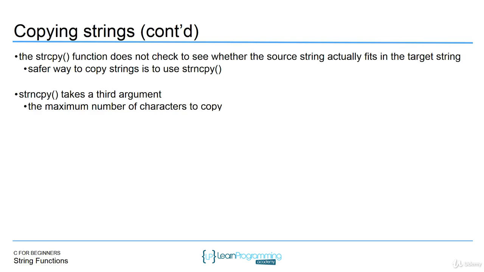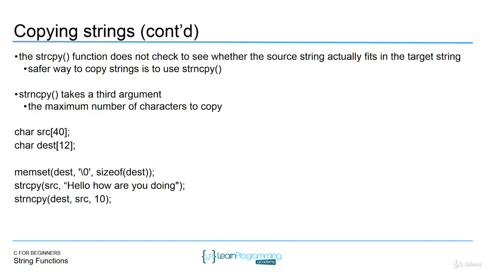strncpy takes a third argument, the maximum number of characters to copy. So here you actually specify how much you want to copy. If you have a source of 40 and a destination of 12 bytes, you can first do a memset, which is just setting the data inside the destination to null terminators. That way when you add something, the terminator will automatically be there.